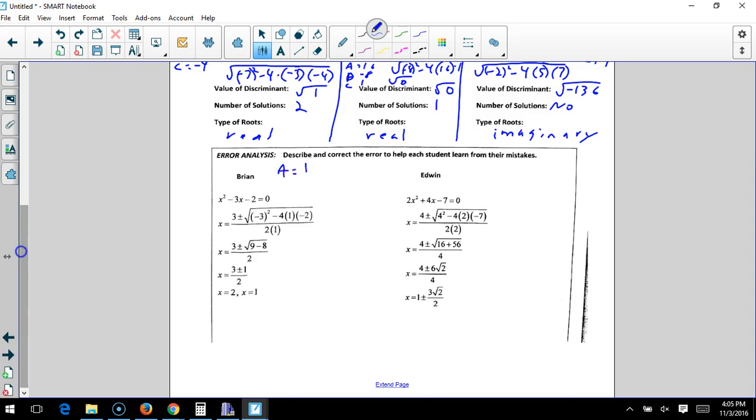So on this one, A is 1, B is negative 3, and C is negative 2. So first off, this should be the opposite of negative 3. It is. There's your B, 4, A is 1, there's your C, and then there's your A. Let's see if they crunch the numbers right. 3 squared is 9. Minus 4 times 1 times negative 2. That should be 9 minus negative 8, which should be 9 plus 8. So here's the error right here. It should be x equals 3 plus or minus square root of 17 over 2.